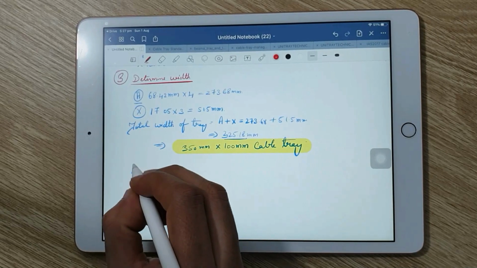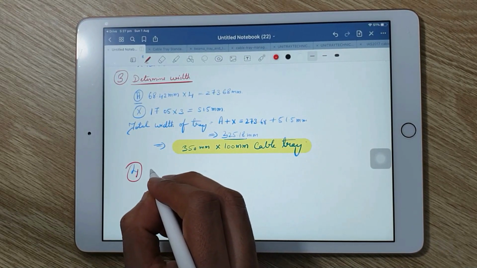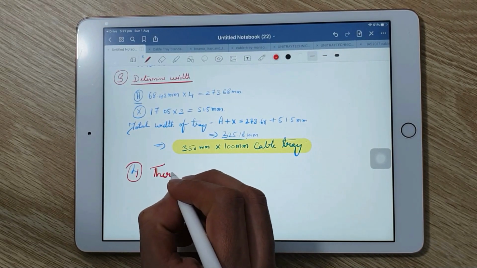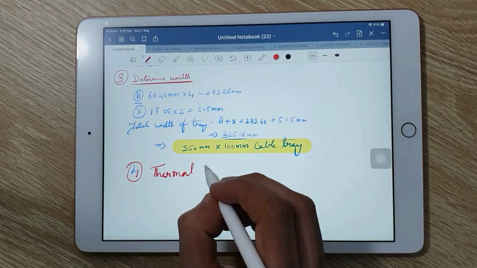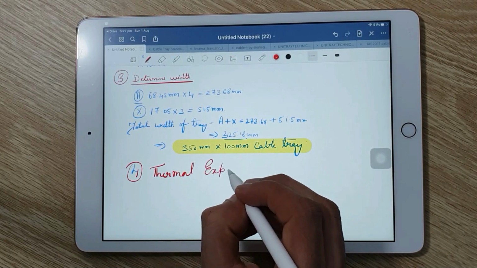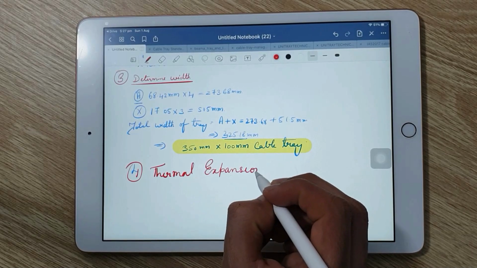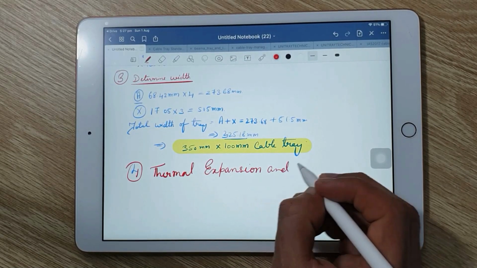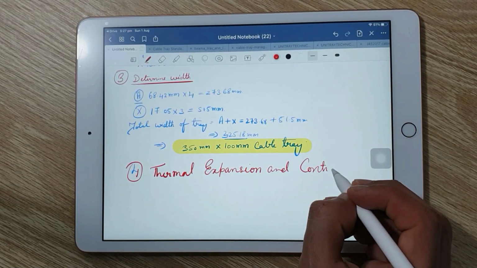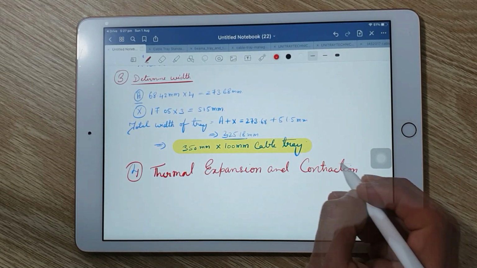The last step is consideration of thermal expansion and contraction. Usually long ladder tray runs are particularly susceptible to extreme conditions of temperature. So different materials have different coefficients of linear expansion. This coefficient should be multiplied by the length of the tray run and the possible temperature variations.